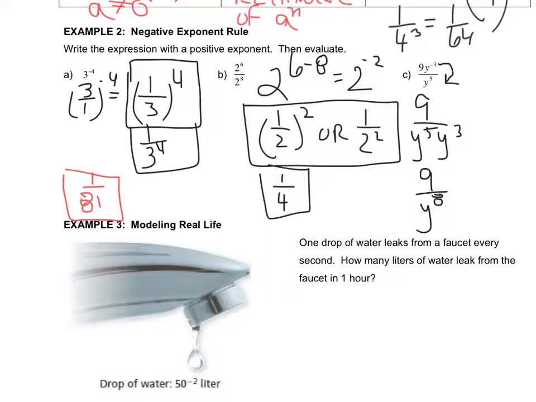Now the second part says to evaluate. I can't do anything to evaluate this. This is my answer. And this one's a tricky one. This is one where we'll see some more complicated ones as we do some of these problems. But think about what the negative exponent does. It does not make your answer negative. It does a reciprocal of the base that it's affecting.